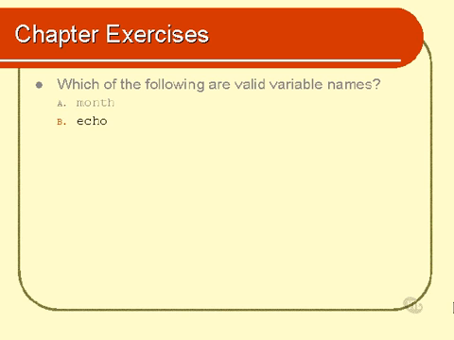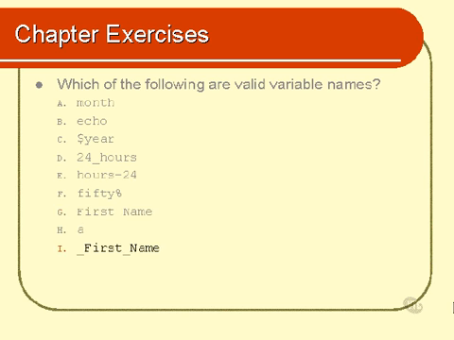The second one is a variable called echo, then $year, 24_hours, hours-24, 50%, first space name, just the letter A, underscore first underscore name, and winner exclamation mark.